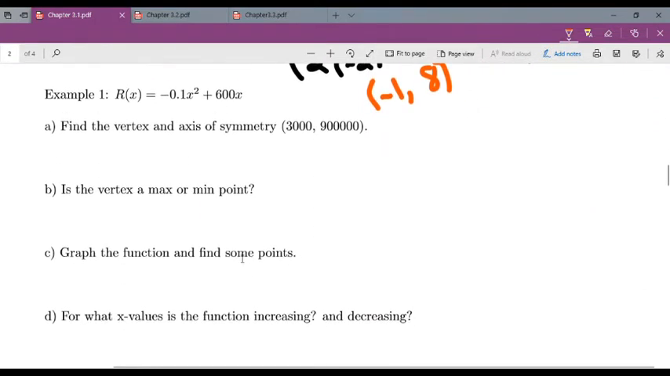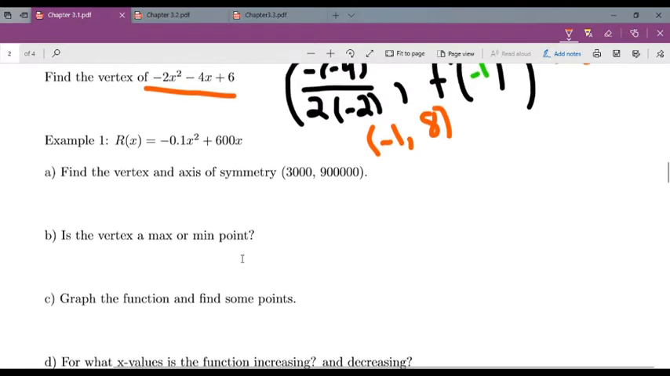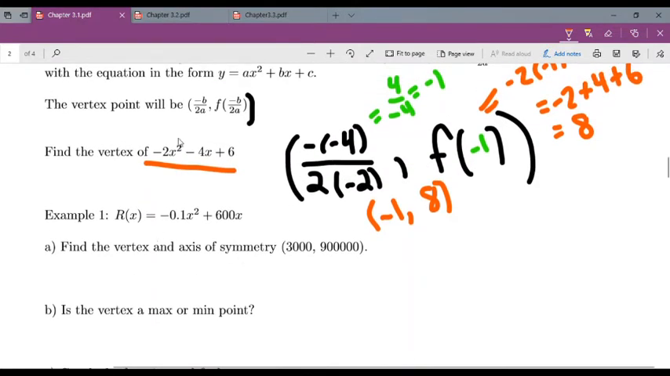Alright, example 1 says r of x equals -0.1 x squared plus 600x. It says find the vertex and the axis of symmetry. Okay, so the vertex is given by this point here. Alright, so let's change colors and stay consistent. So the vertex will be given by -b over 2a. So our b here is 600, so it'll be -600 over 2a. Okay, our a here is negative 0.1.